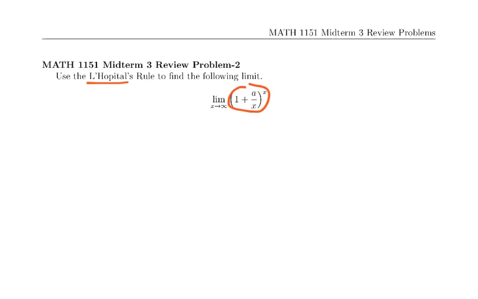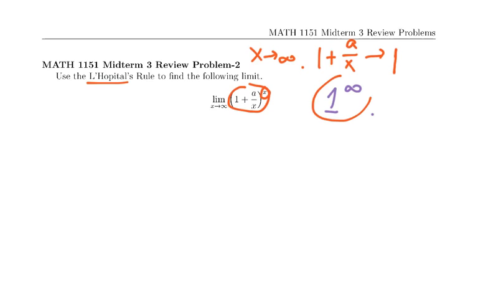We can see that when x goes to infinity, 1 + a/x goes to 1. And the power is just x, so x just goes to infinity. So we're in the situation of the 1 to the power of infinity form. And then we're going to use L'Hopital's rule to find this limit.